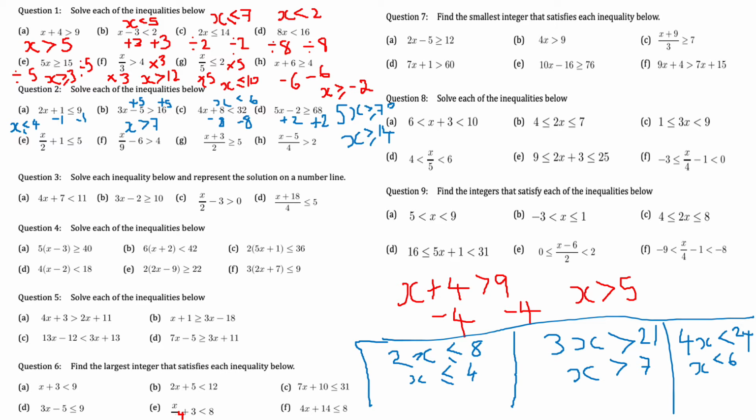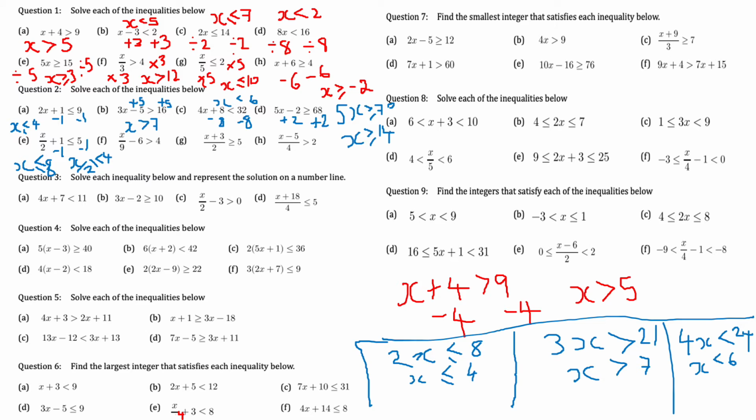For part E, x over 2 plus 1 is less than or equal to 5. Minusing 1 on both sides, I get x over 2 is less than or equal to 4. Timesing both sides by 2, I get that x is less than or equal to 8.